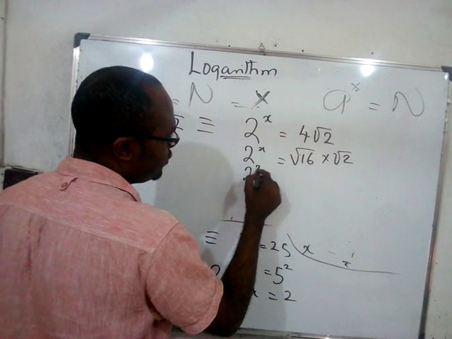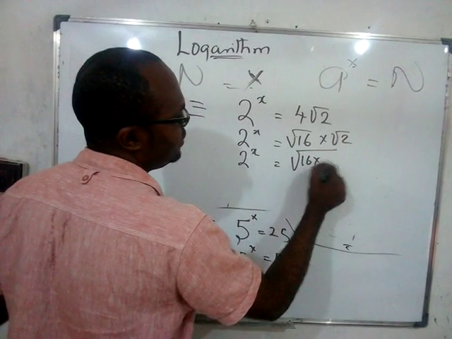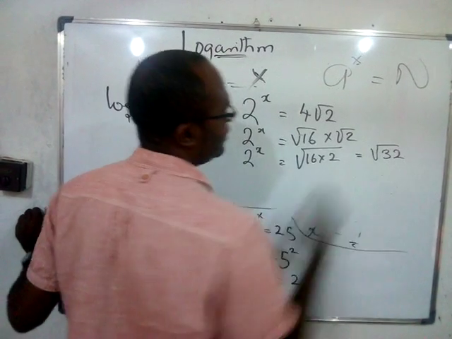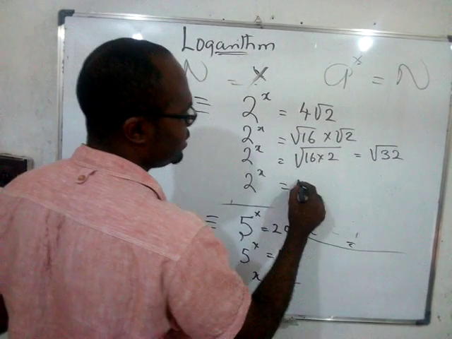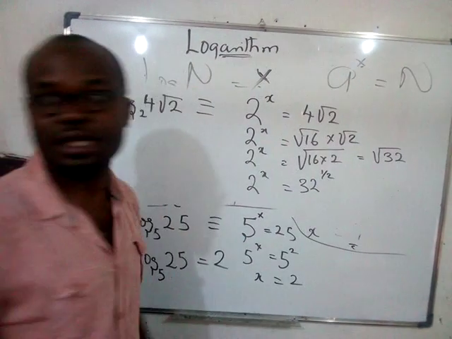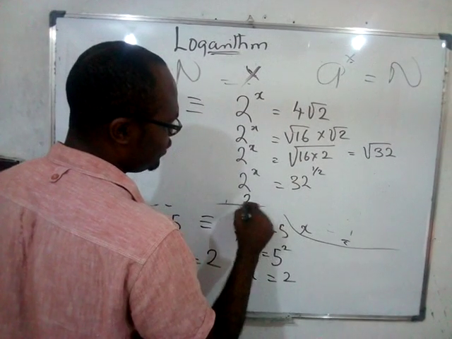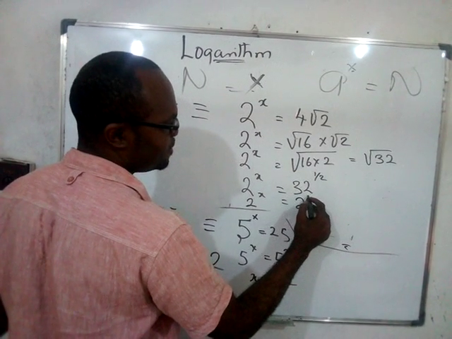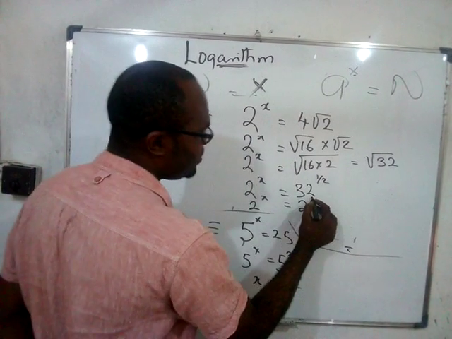So you can now have that 2 to power x is equal to, this is the same thing as saying root 16 times 2, which is the same thing as saying root 32. So we can now say that 2 to power x is equal to, this is the same thing as saying 32 to power 1 over 2. So 32 is the same thing as saying 32 to 1 over 2. So we can now say that 2 to power x is equal to, 32 is the same thing as saying 2 to power what? 5. Is it 5? Yes, 5.